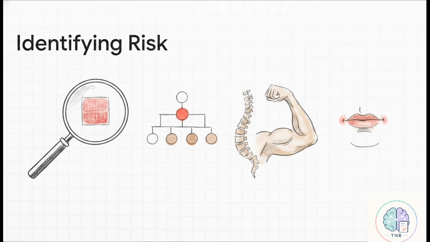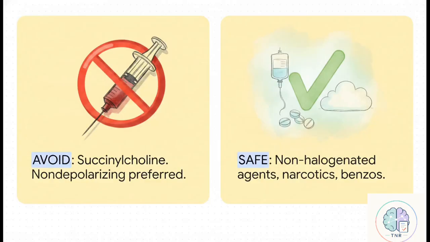Clinically, though, watch for red flags. Any family history of the syndrome is a huge one. Also look for related traits. 50% of MH patients have heavy musculature, Duchenne-type muscular dystrophy, or scoliosis. And absolutely always note if a patient has a history of masseter spasm from prior succinylcholine use. If you have identified a patient as at risk, your anesthetic choice has to be flawless.